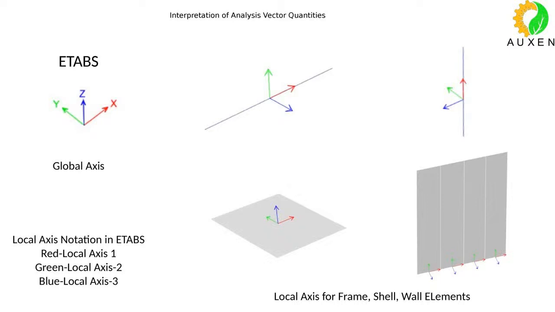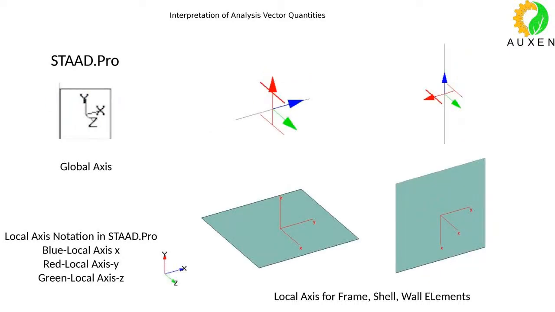For shell, you will see that the in plane axis is local axis 1 and 2, and out of the plane axis is local axis 3, and same is the case for walls. So the bottom right image is that of the walls. So these are the axis systems that ETABS follows. You have got a global axis by the name of XYZ, and you have got the local axis by the name of 1 2 3.